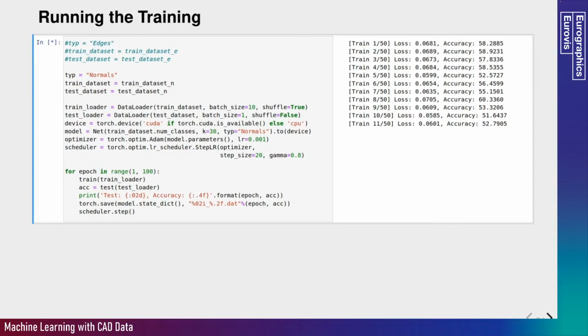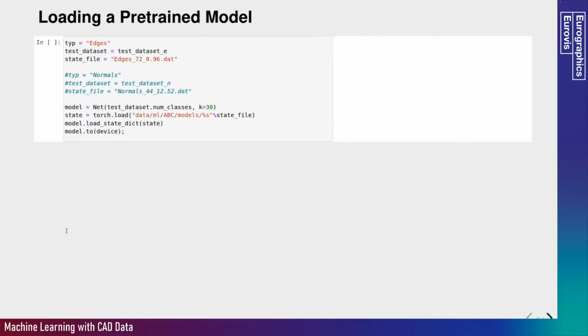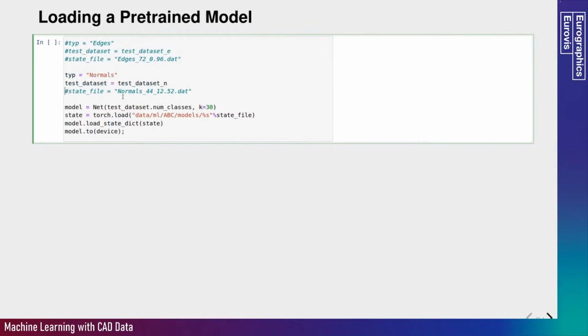Let's see how well this performs. You can also load a pre-trained model now for our normal estimator network, and we do this similar to what we've done for the edges. We just define the type here, our test set, and then the state file that we trained and stored our parameters to. So in this case we trained a network for 44 epochs for normal estimation, and the mean angle deviation at this state was 12.5 degrees on our test set.